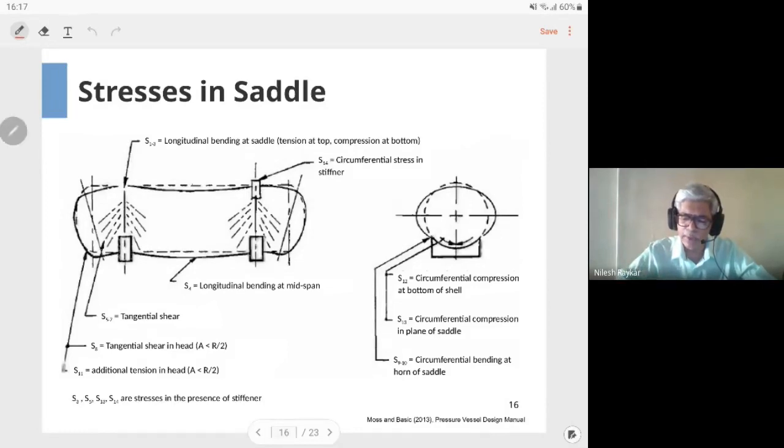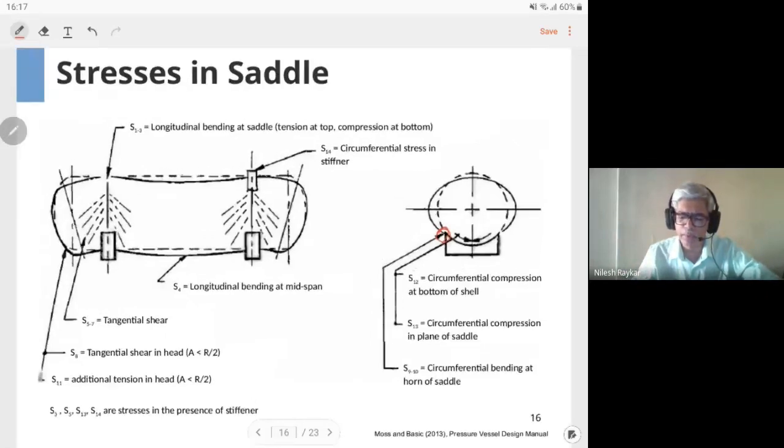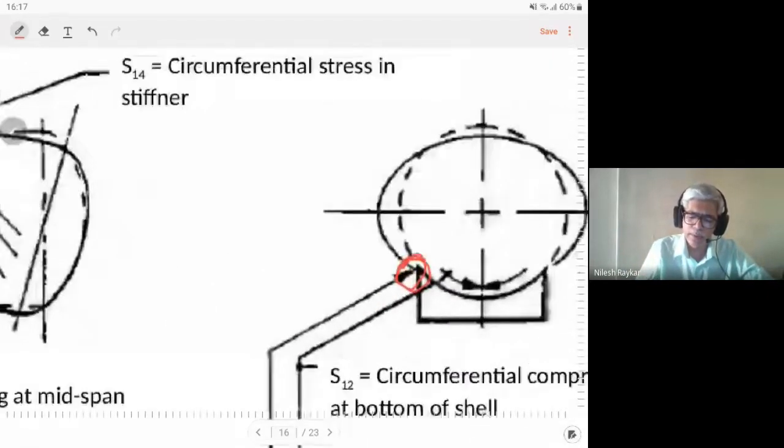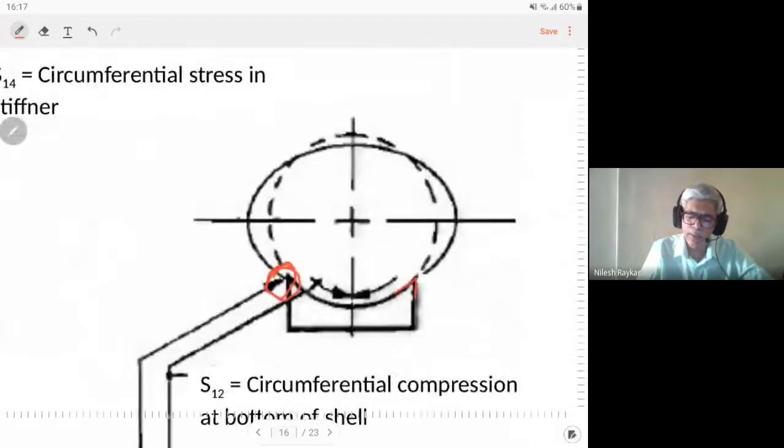One of the most critical regions is known as the horn of the saddle. So this region is known as the horn of saddle. The stresses here in general are maximum, and they need to be properly checked.